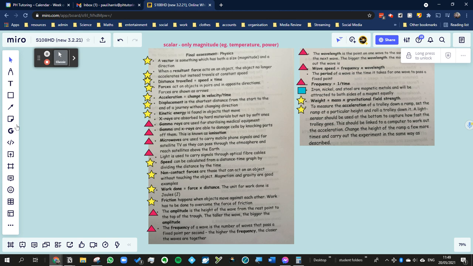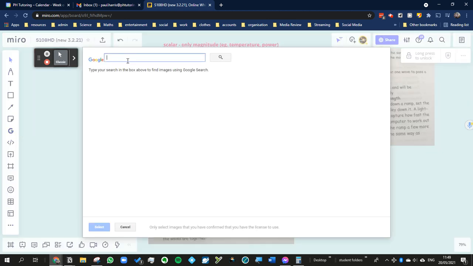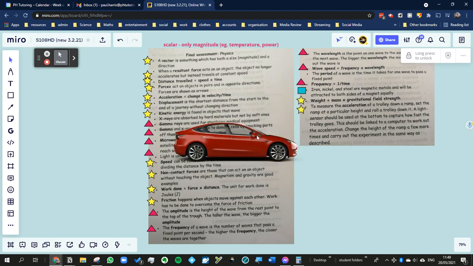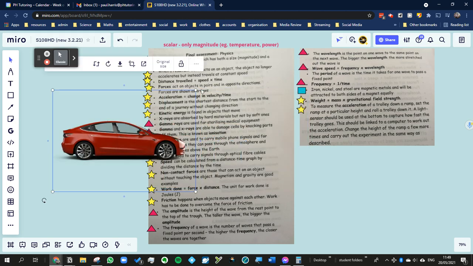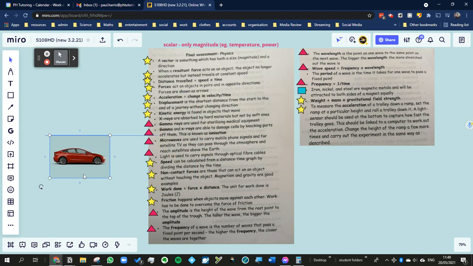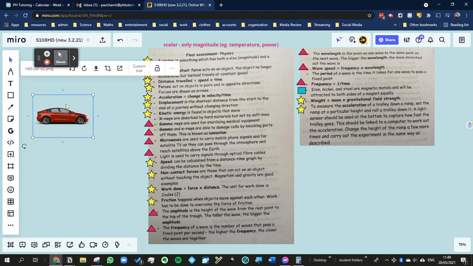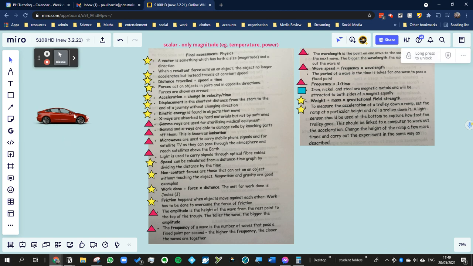So let's get a picture of a car, and we'll say it's traveling 5 meters per second. That one there. Oh, cool! It's got no background. I like it when it's got no background. So we'll say that car's traveling at... we'll look at the speedometer, and let's say for some reason it's in meters per second.